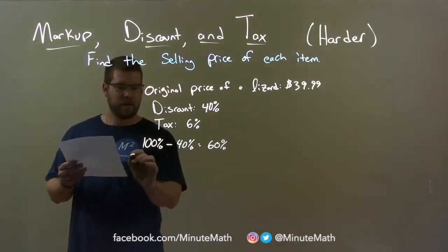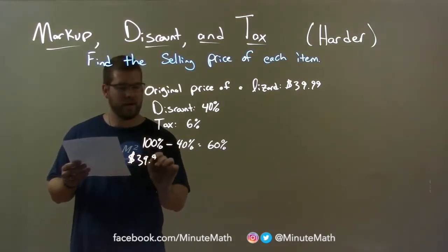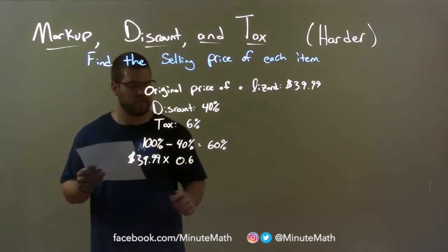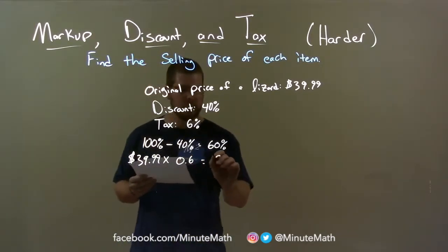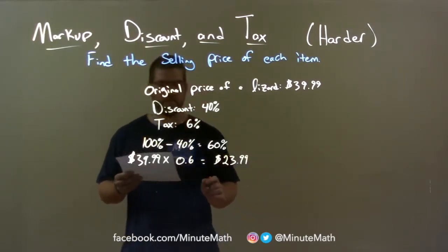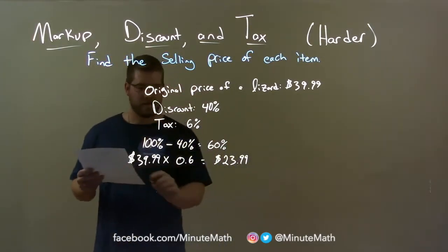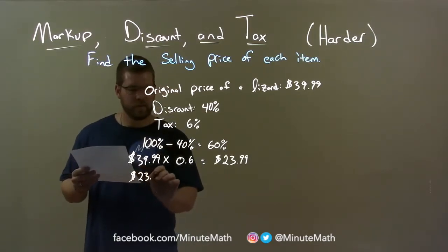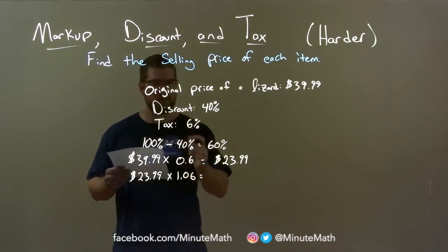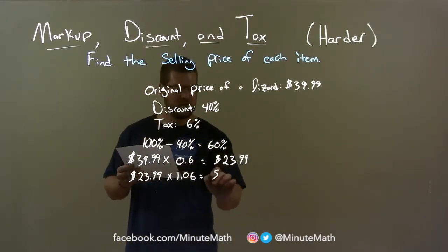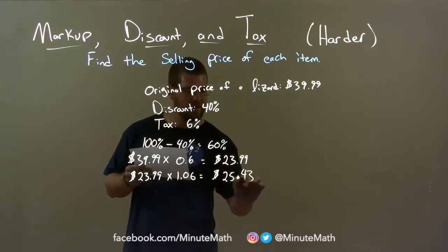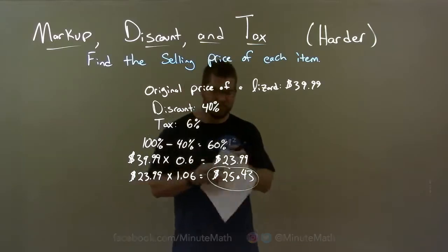So we calculate that by taking $39.99 and multiplying that by 60% as a decimal, 0.6. That comes out to be a $23.99 price. Now we apply our tax. So we take that $23.99 and we multiply that by 1.06, 6% tax. This gives us a final price of $25.43.